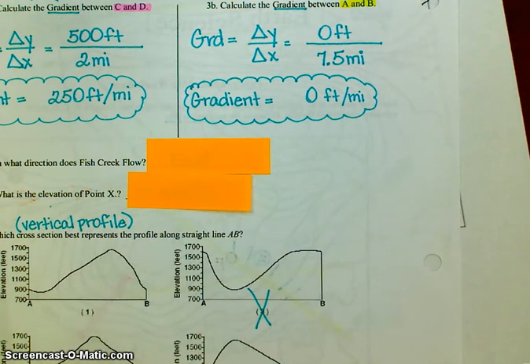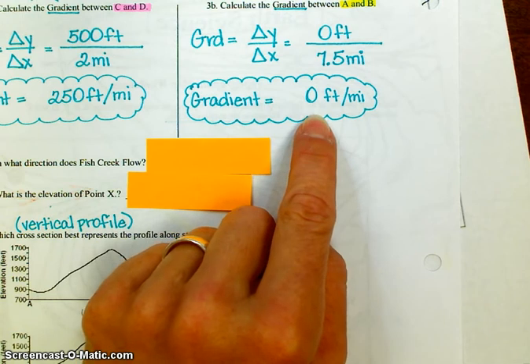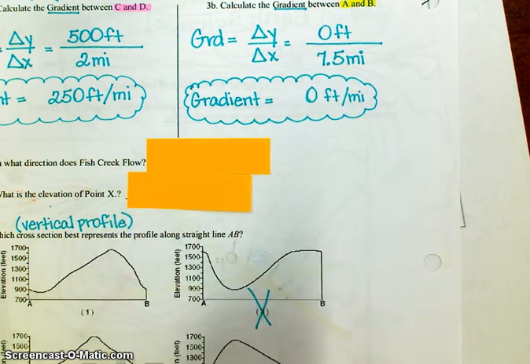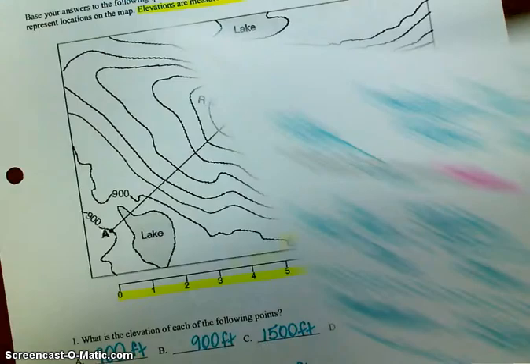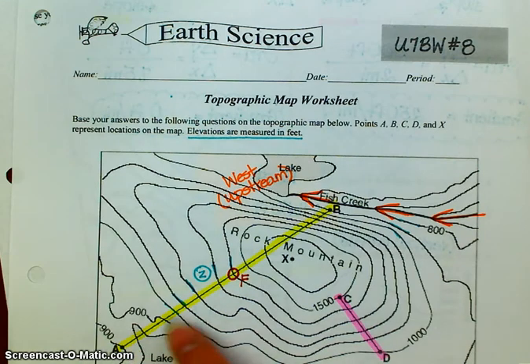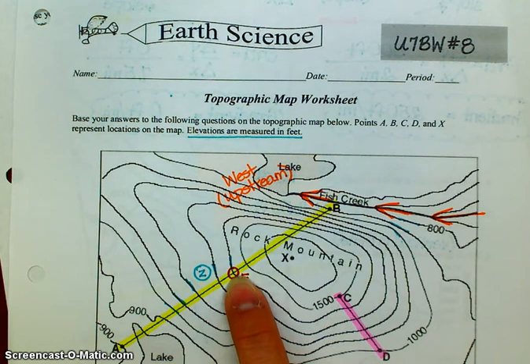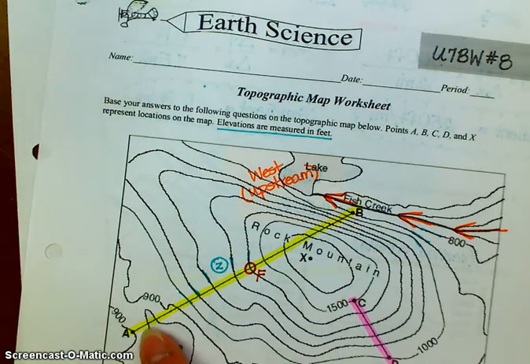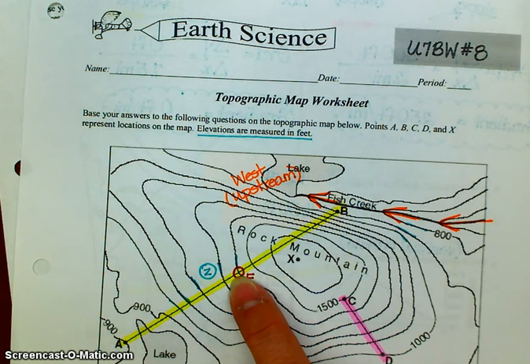Now, be careful here because you might look at the gradient and say, oh, okay, so that's a flat walk. Here, it only indicates that I'm starting and ending at the same elevation. If I had taken my walk from A to B and divided it in half and calculated the gradient, then I would have gotten a positive slope here.